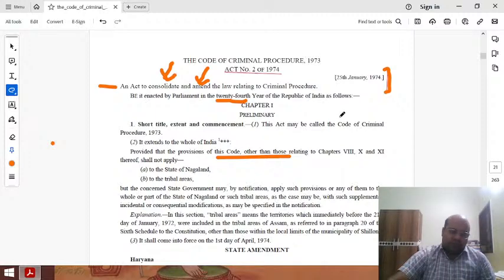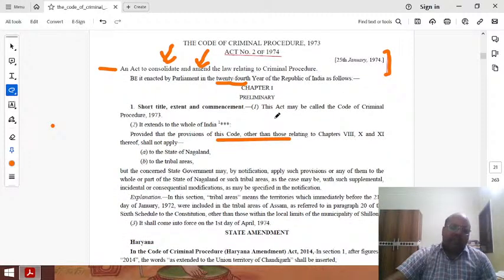So the short title, section 1. In most enactments, the first section is the short title, extent and commencement only. This section says what is the name of this act, what is the short title of this act, to what part of India this code will extend, and from which date it will come into force.